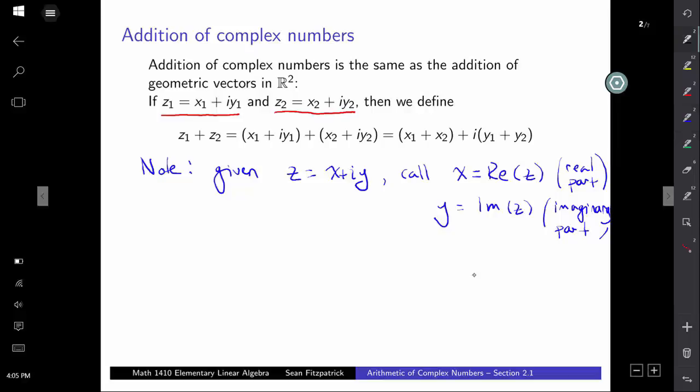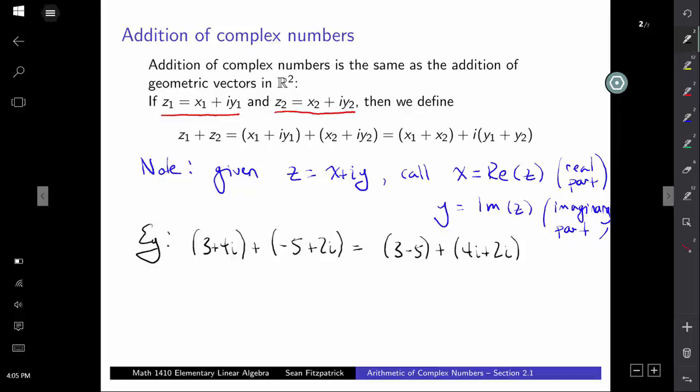So if we want to do a few examples, if I want to take, say, 3 plus 4i, and I want to add, let's say, minus 5 plus 2i, I simply combine the real and the imaginary parts. So that's going to be 3 minus 5, and then I've got 4i plus 2i. Altogether, 3 minus 5 gives me minus 2, and 4 plus 2 gives me 6. So I get minus 2 plus 6i.